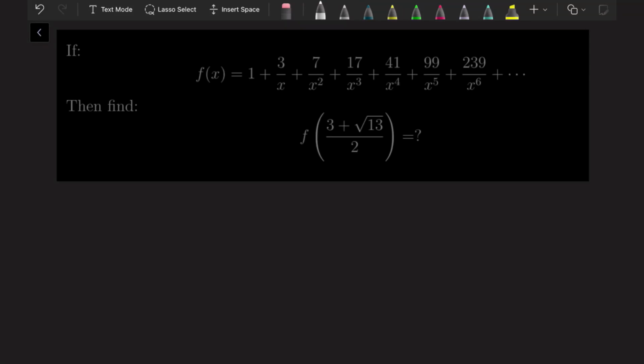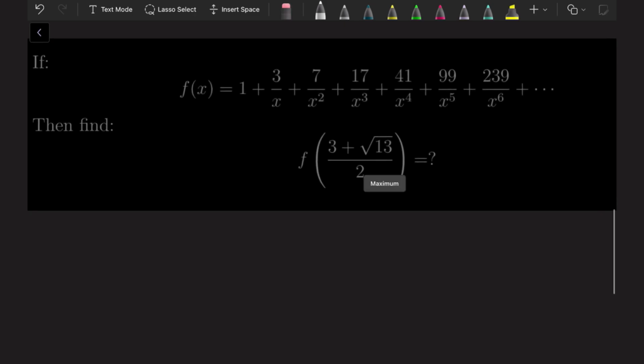Hello everyone. Today we have a very interesting question. The question says that if the function f of x is an infinite series like this, then what is the value of this particular function evaluated at (3 plus square root of 13) whole upon 2? So on the first look the question looks interesting, and it is.